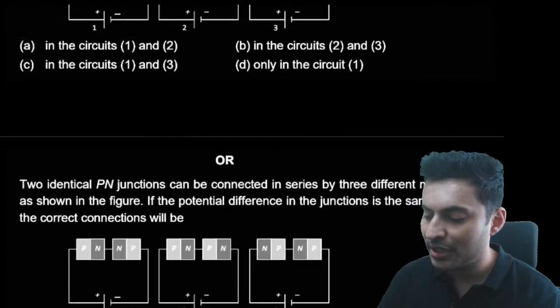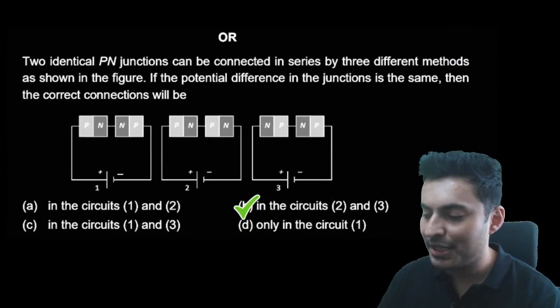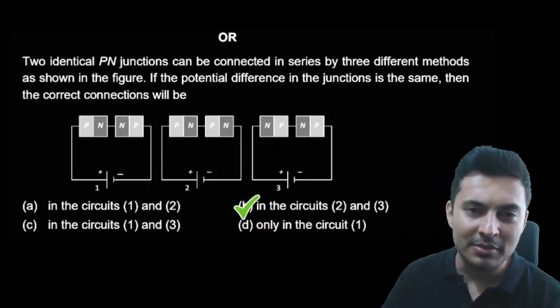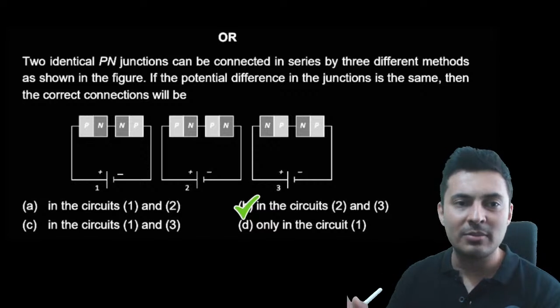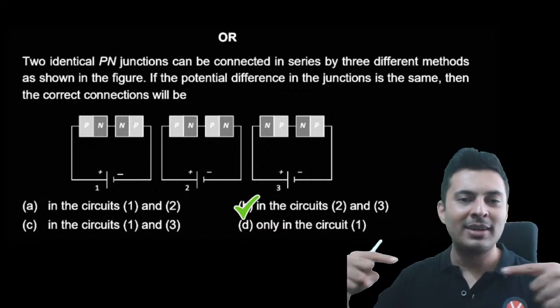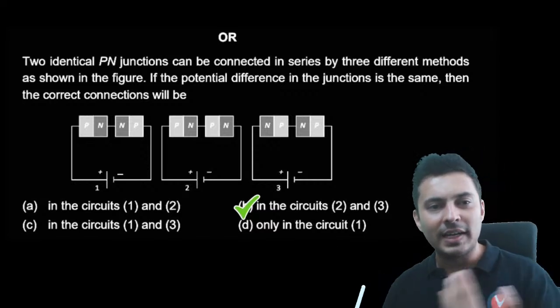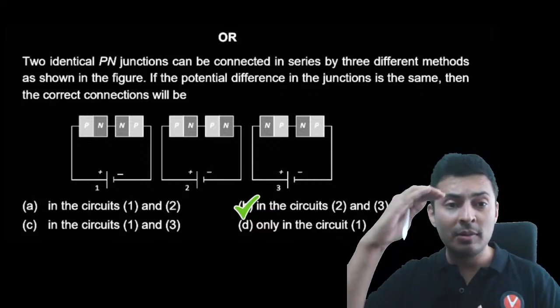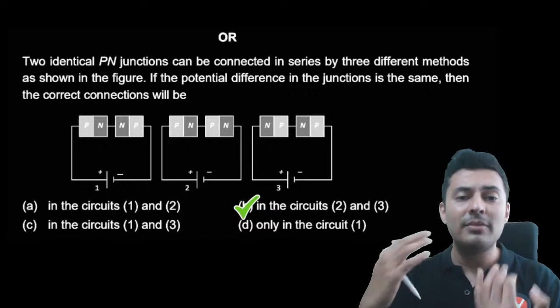Think about it. Yes, in circuit number 2 or circuit number 3. Either both are in forward or both are in reverse. Then they will behave similarly. If one is forward, one is reverse, then one will try to conduct, so the barrier will be less. The other will try to oppose, so the barrier will be more. So the voltages will be different.